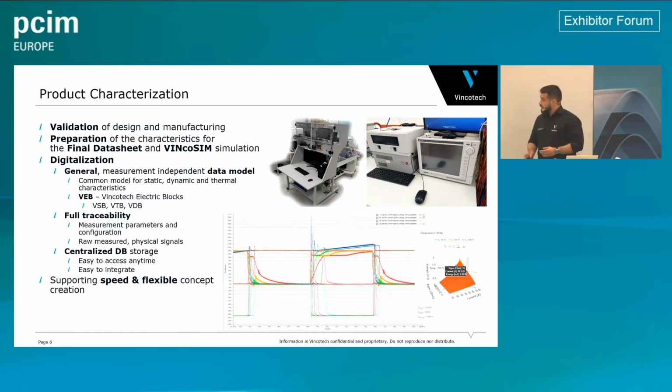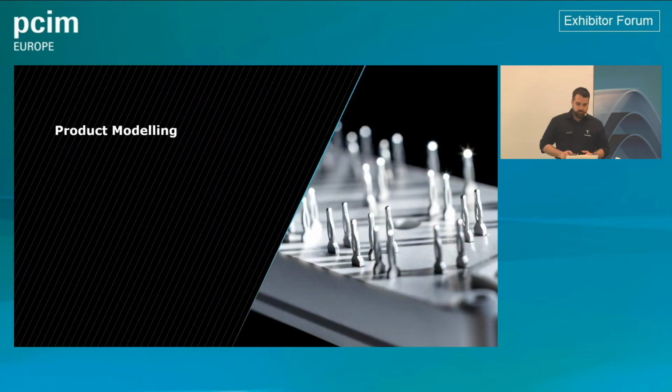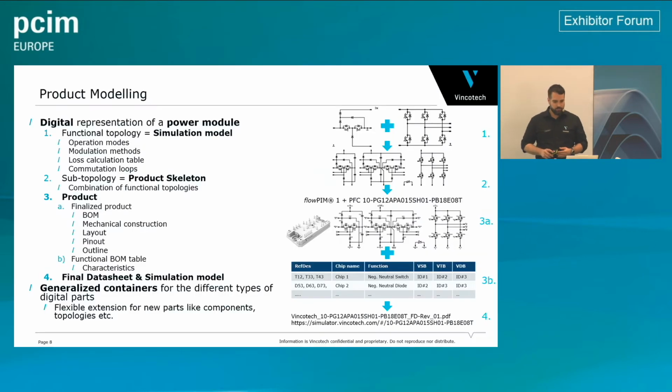Here you can see some examples from our lab. This is our custom-built, flexible, high-power double pulse tester. And we have off-the-shelf components, of course, for static and thermal characterization. You see some example measurements from a product and the evaluated results in the simulation environment, the dynamic characteristics. How these characteristics are put into the model, I will talk you through in the product modeling.